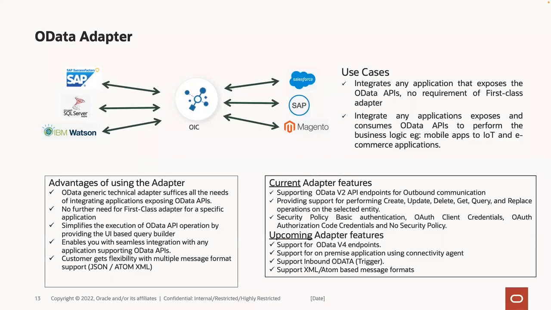The great thing about OData is it gives you a very flexible way of querying the data, but that comes at some complexity in the data structures. And so we hide that for you using the adapter. Currently, we're supporting just the outbound capabilities. So you can query OData version 2. We will be in the future adding support for version 4 endpoints, and we will also be supporting OData as an inbound trigger.